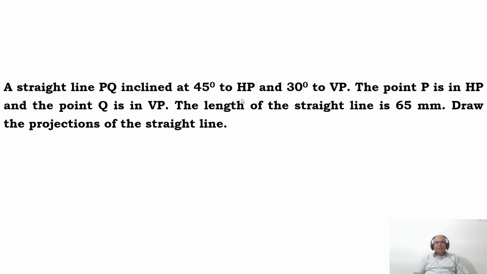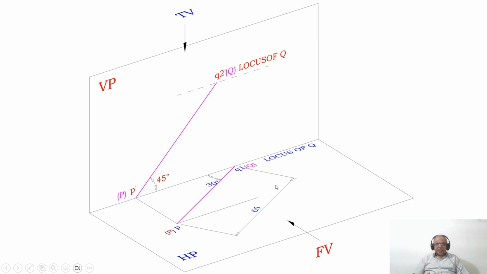So he has given the true length and the true inclinations with respect to both HP and VP. But the problem is that one end point is in HP and the other end point is in VP. So whenever we have this type of problem, we have to solve it by starting from the top view always. So he says P is in HP. So then obviously, P is in HP, then Q is on VP.